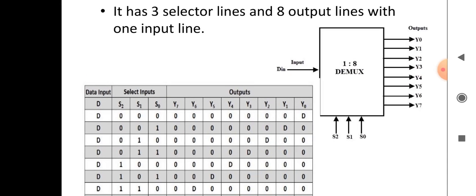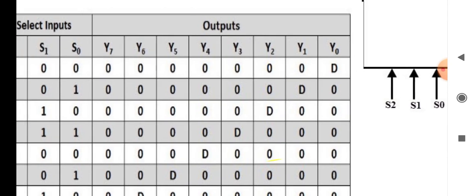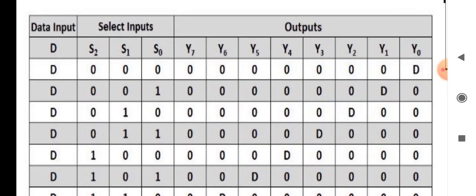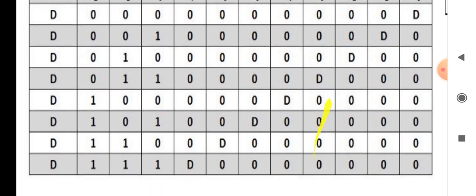Same thing here, we can see D is being represented. D is the input, and the input is represented in Y0. When S2 S1 S0 is 0 0 0, then Y0 is equal to D. When S2 S1 S0 is 0 0 1, then Y1 is equal to D. When it is 0 1 0, then Y2 equals D. Then diagonally we can write it down like that.